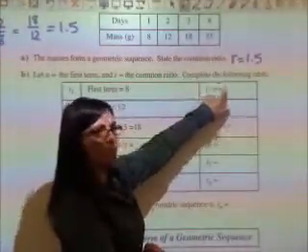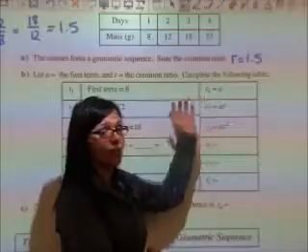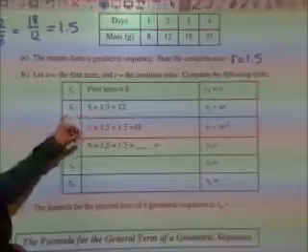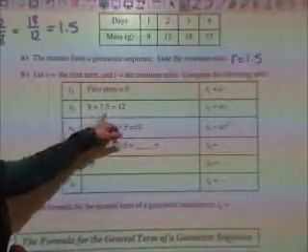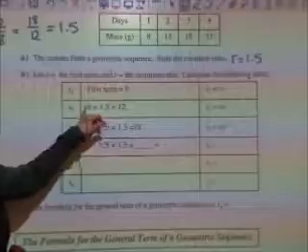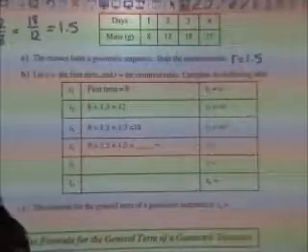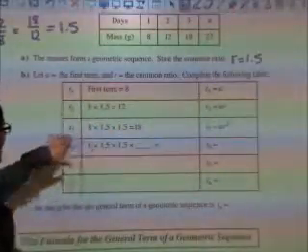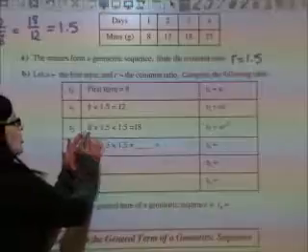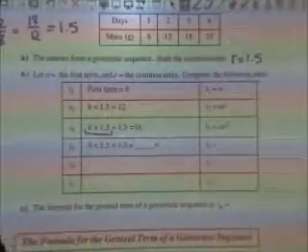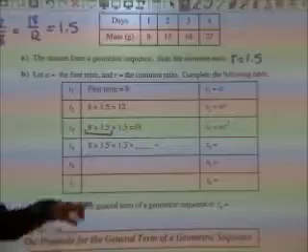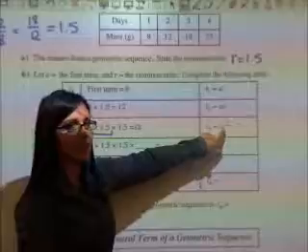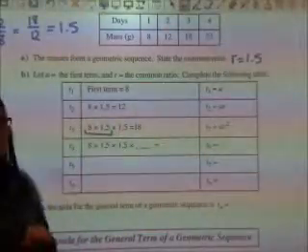T of 1 is the same as that A value, which is the same as what we did when we started off with an arithmetic sequence. A was our first term. T2, I get by taking 8 and multiplying it by that ratio. If I take 8 and multiply it by 1.5, I get 12. That's the same as taking A and multiplying it by R. In the third day, I take that 12, which I got from going 8 times 1.5, and then I multiply it by 1.5 again. Well, that's the same as going A times R squared, R times R.